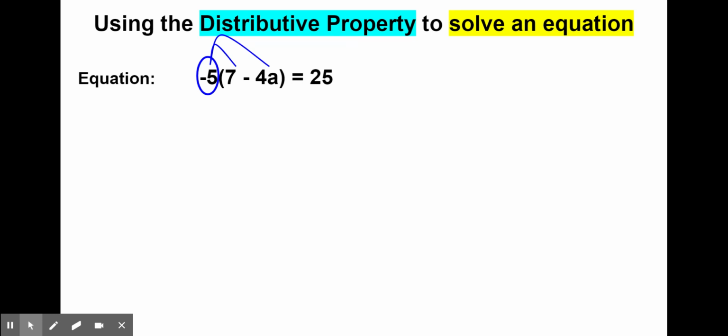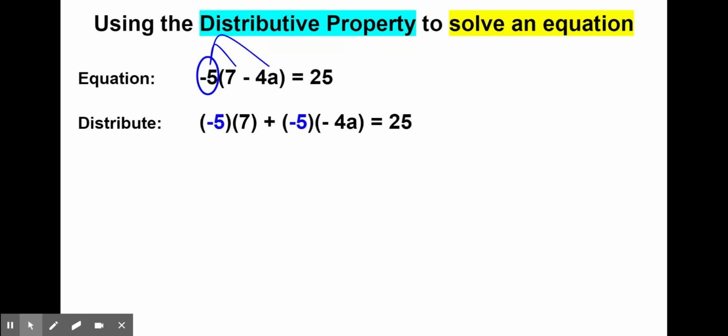Then we can rewrite our equation to show this multiplication that's happening. We can rewrite it as -5 times 7 plus -5 times -4a, still all equal to 25. We can go ahead and use our order of operations and multiply first before adding. So we'll start with the -5 times 7. That'll leave us with -35 plus our -5 times -4a, that's constant times coefficient.